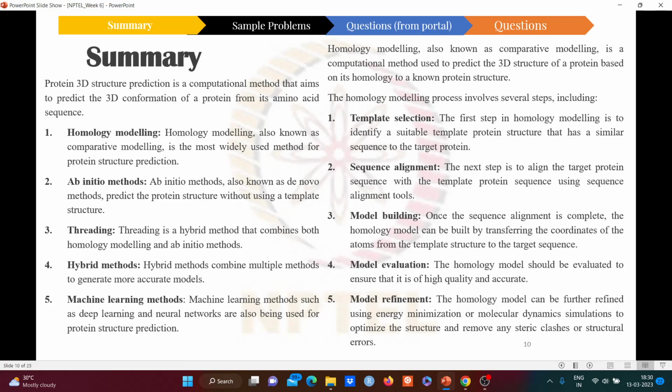The final one is the model refinement, where the homology model can be further refined using energy minimization or molecular dynamics simulations to optimize the structure or to remove any steric clashes or structural errors.